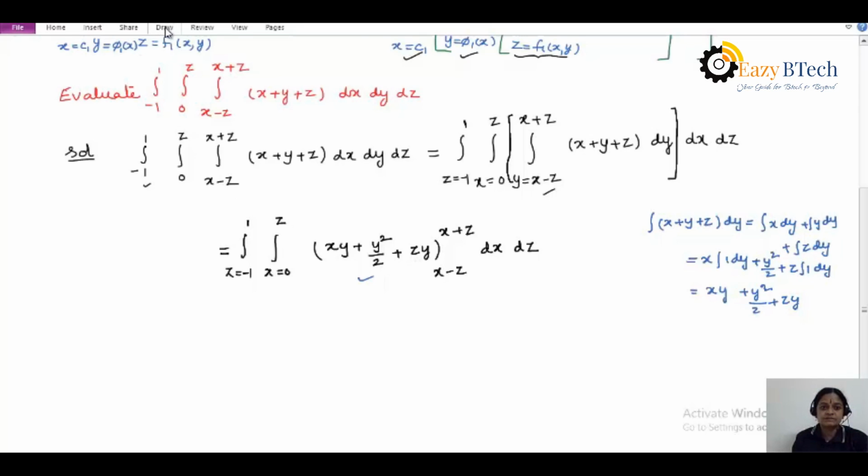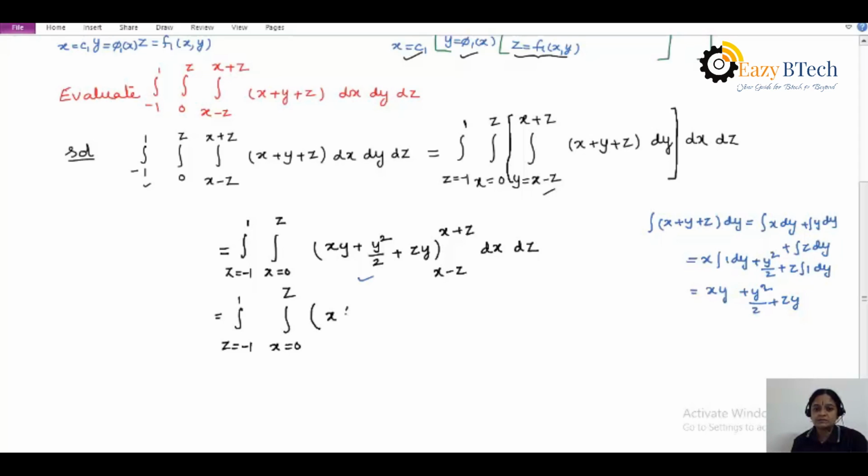So now substituting the limits, the integral z is equal to -1 to 1 and the integral x is equal to 0 to z. In the place of y you have to substitute the limits, students.